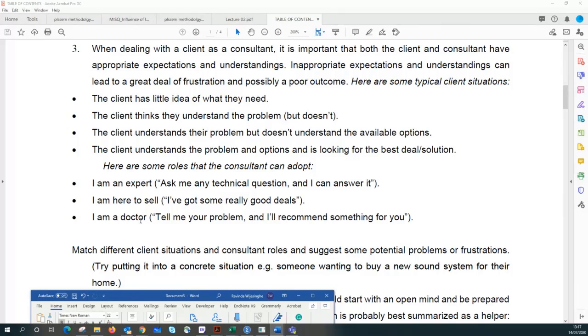The third role is: I'm a doctor. Tell me your problem and I'll recommend something for you. When you go to the doctor, the doctor first asks what your symptoms are, and then recommends a solution or medication based on your problem or issue.